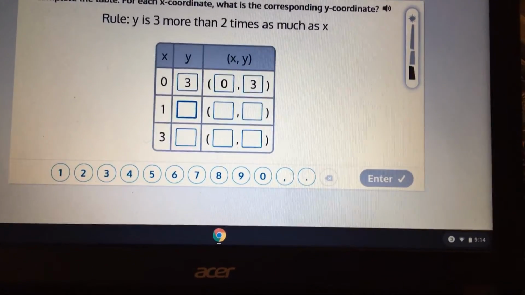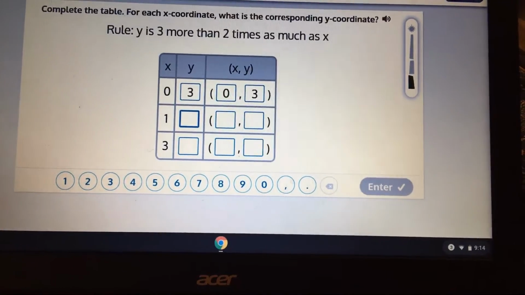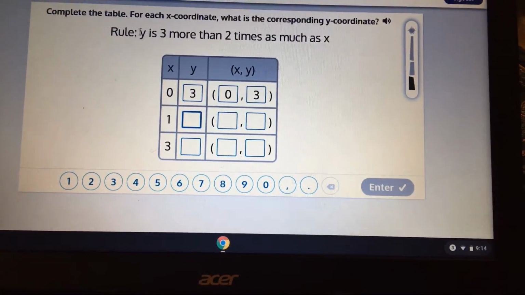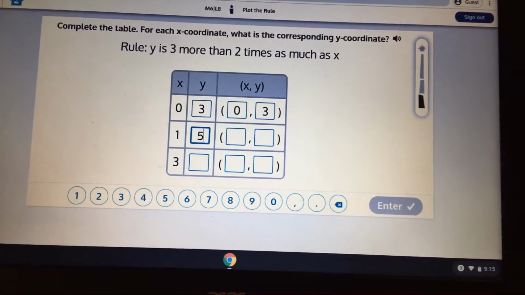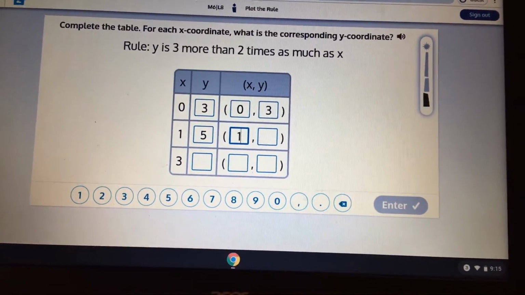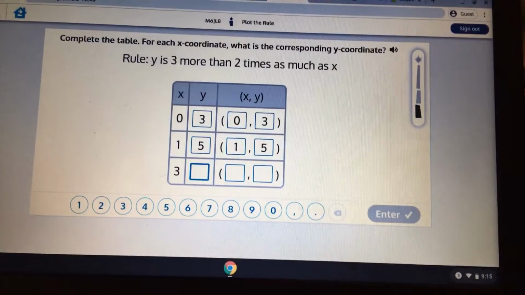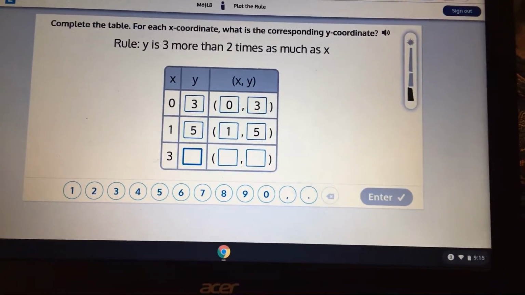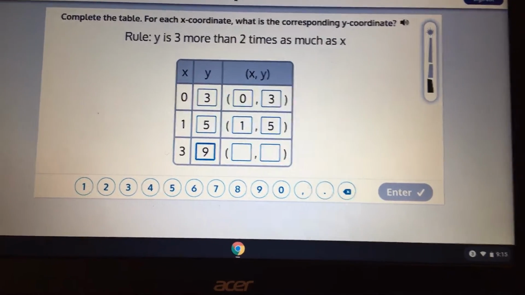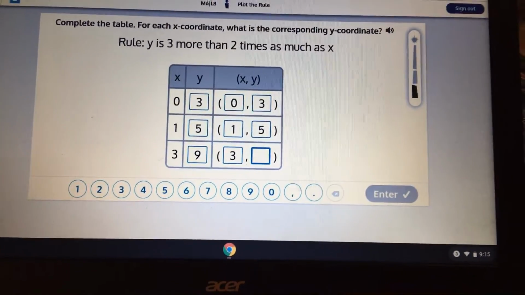Here we have 1 times 2, which is 2, plus our 3, and we get 5. So then it's 1, comma 5. All right, and then 3 times 2 gives us 6, plus 3 gives us 9. So we end up with 3, comma 9.